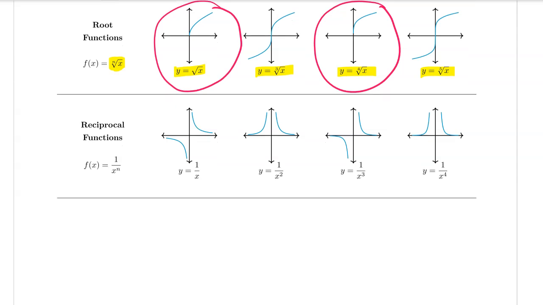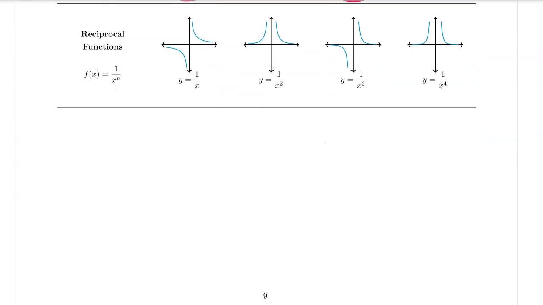And then lastly, we have what are called the reciprocal functions, where they take the form f of x equals 1 over x to the nth power, where again n is some natural number. And we have these various cases here: y equals 1 over x, y equals 1 over x squared, y equals 1 over x cubed, and y equals 1 over x to the fourth power. Now, these are all handy graphs to have in your tool belt, so please make sure that you memorize what these graphs look like.